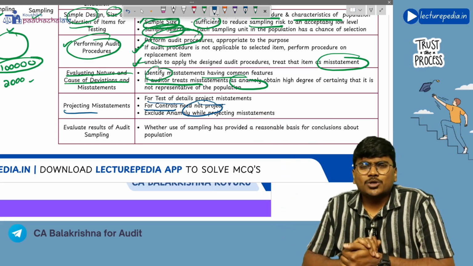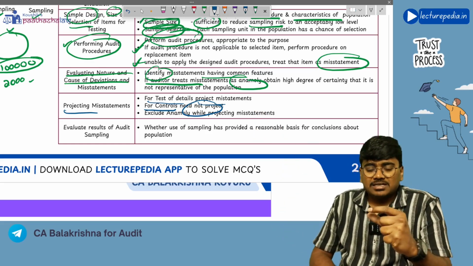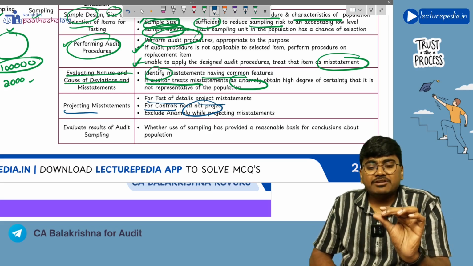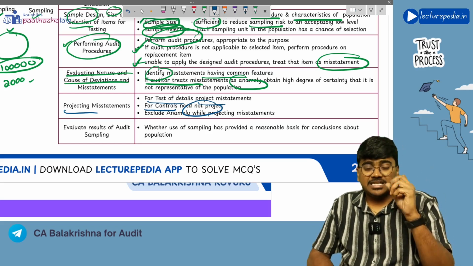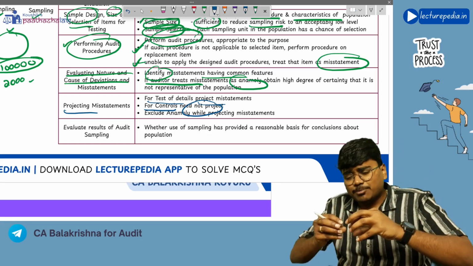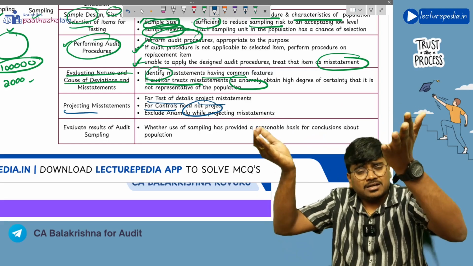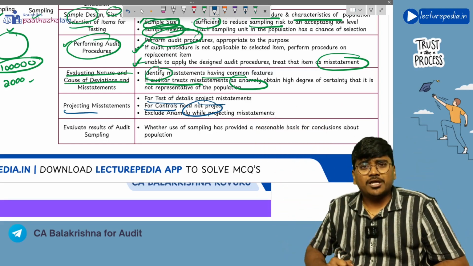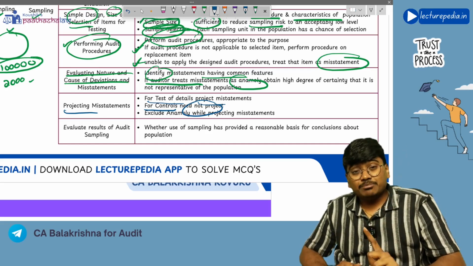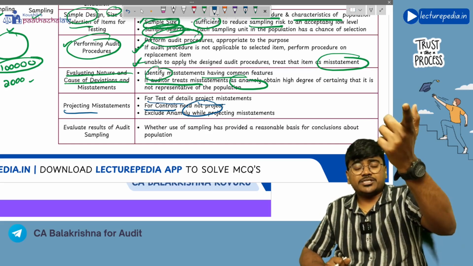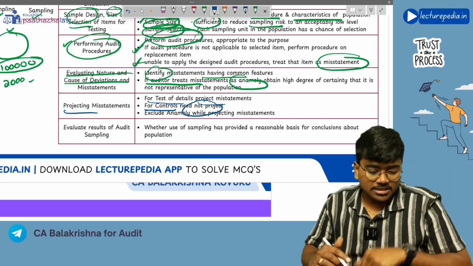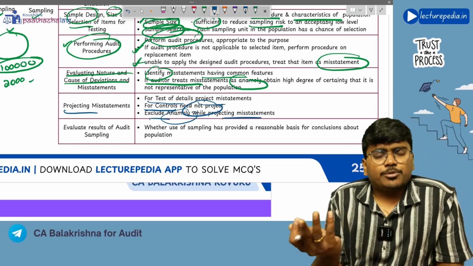But in case of controls, you will term it as rate of deviation. Okay, controls are deviated by this much percentage. You will speak in percentage terms. So if you project that percentage to the entire population, that percentage will remain the same. The percentage will not change. Correct or not? So you will project the misstatements in the amounts to the population, but you will not project the rate of deviation in the controls to the population. Got it? Next, exclude anomaly while projecting the misstatement.